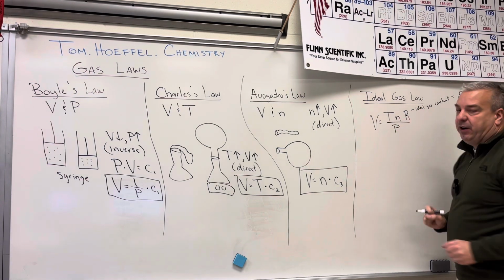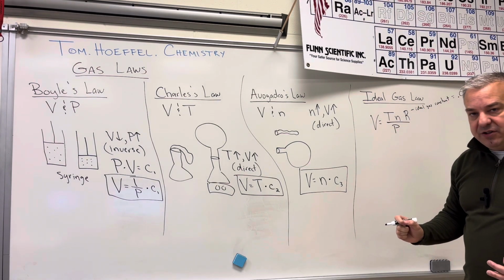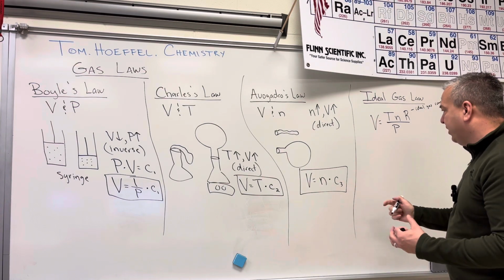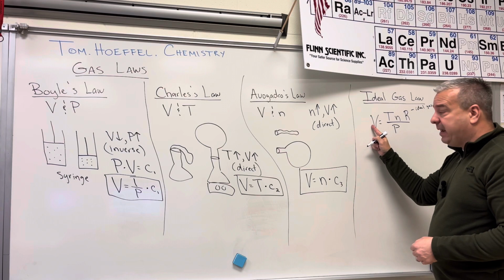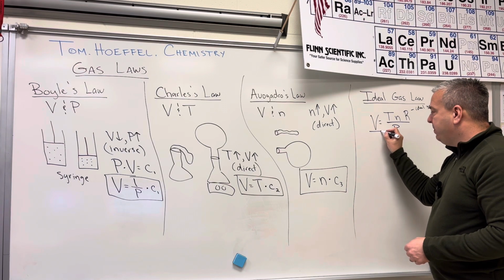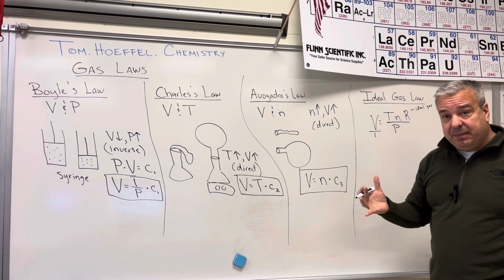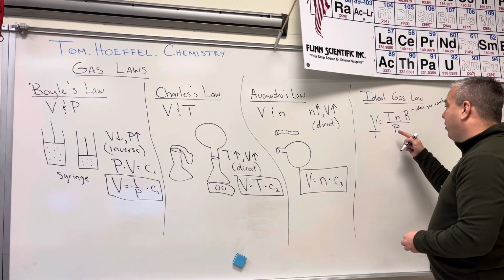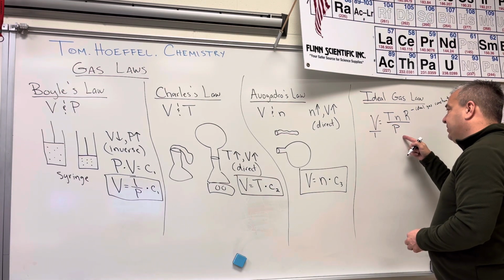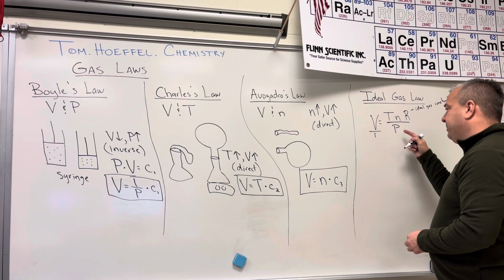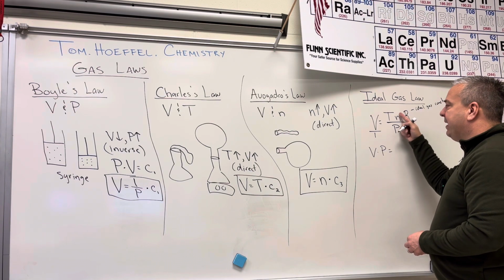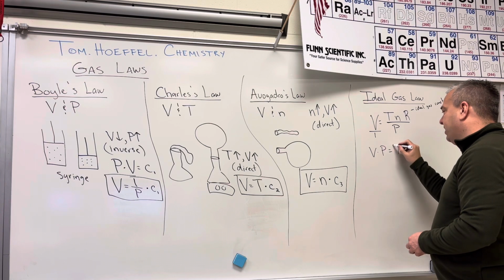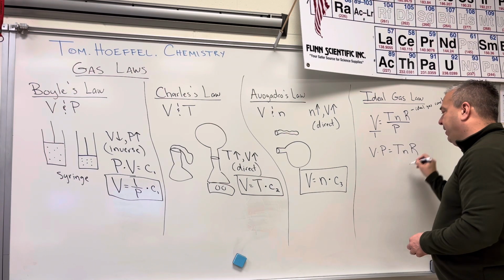But first we're going to rearrange this equation. We're going to do some math and rearrange it. The first thing we're going to do is make this volume a fraction. So volume and volume over 1 mean the same thing. Then we're going to do some cross multiplication. We're going to multiply these two together. So V times P is going to be equal to TNR times 1, which is just TNR.